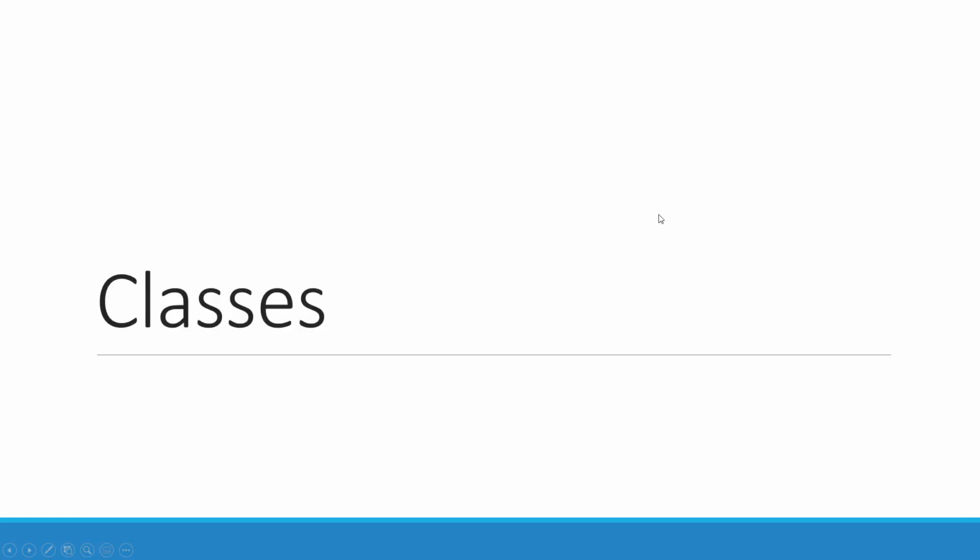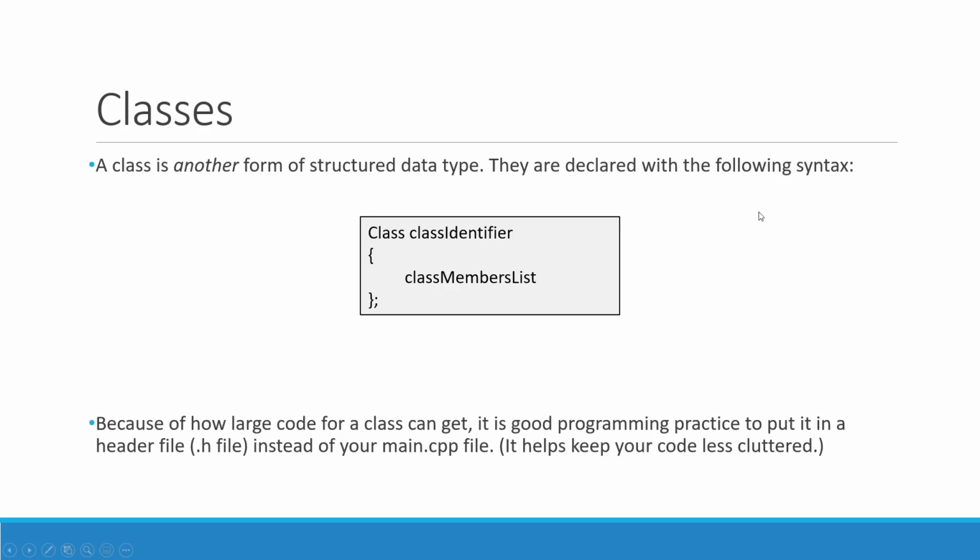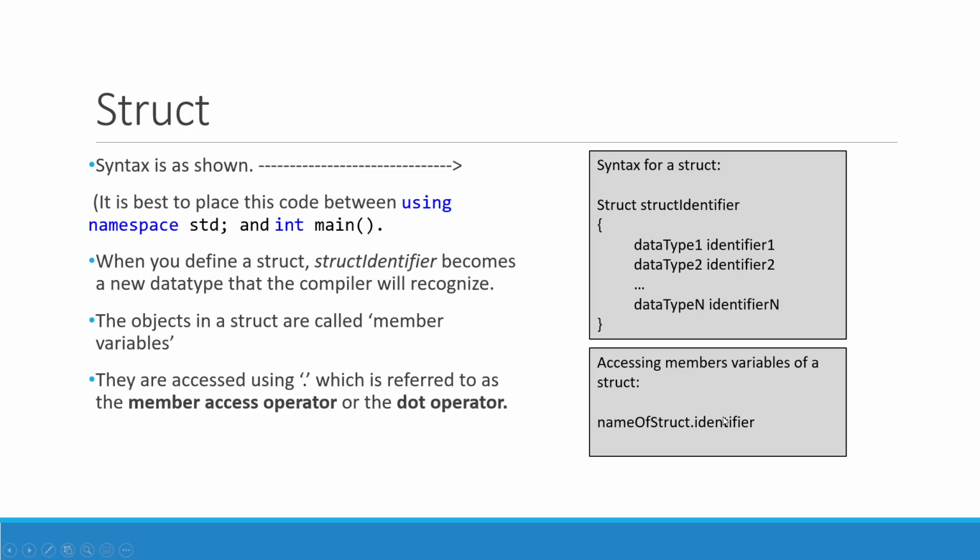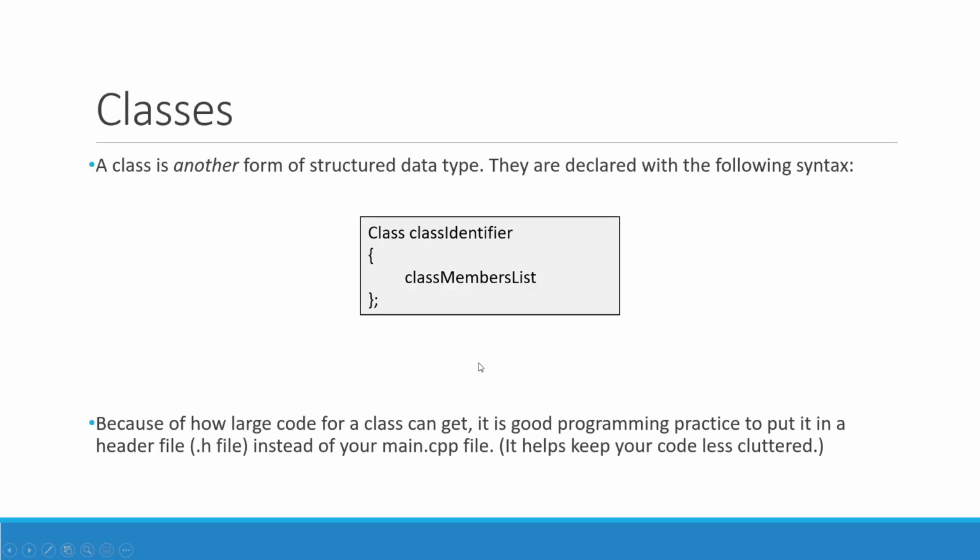Okay, so now we're going to talk about classes. Now, the reason why I wanted to talk about structs first is because it would help us visualize classes better. Let's just get down to it. So a class is another form of structured data type, and they are declared with the following syntax. You have to use the keyword class. You have to identify it the same way we did with the struct, and just like a struct, in squiggly brackets we have a class members list. For structs, it was a struct member list, but for classes, it's a class member list.